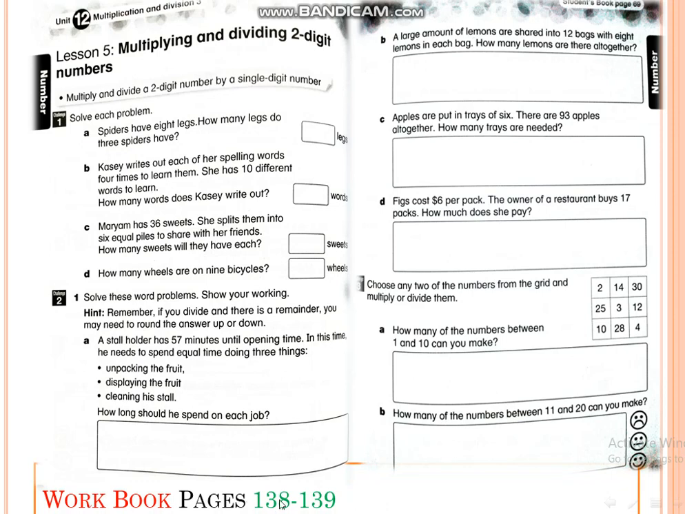Now I need you please to move on to your workbook, pages 138 and 139. We're going to work out these questions or challenges on these 2 pages. Let's start with the first challenge, spiders.